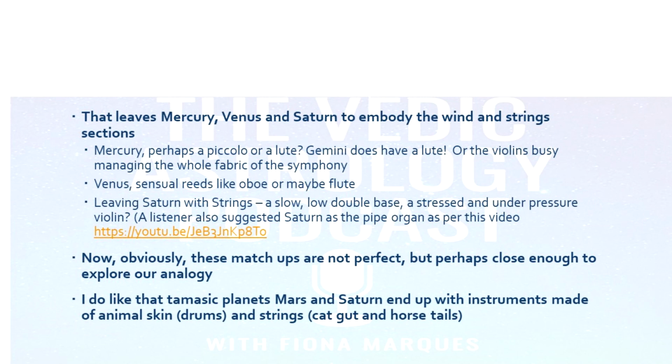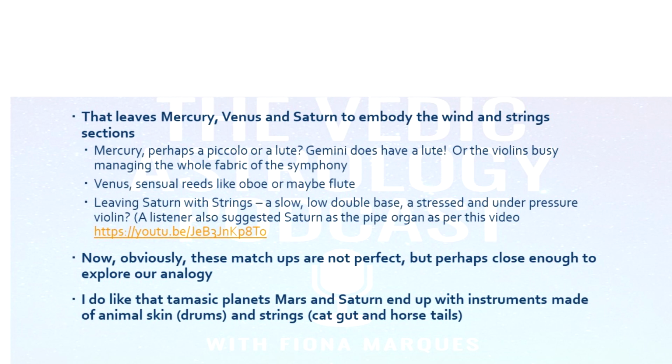leaving me with Mercury, Venus and Saturn to embody the wind and the strings. I'm thinking of Mercury as like a piccolo, you know, a little high flute that can really run around the orchestra with all of its notes connecting everything. Of course, lute. We also have Gemini, one of the twins in Gemini holding a lute. You know, maybe take your pick there. I think I'm going to stick with piccolo myself.